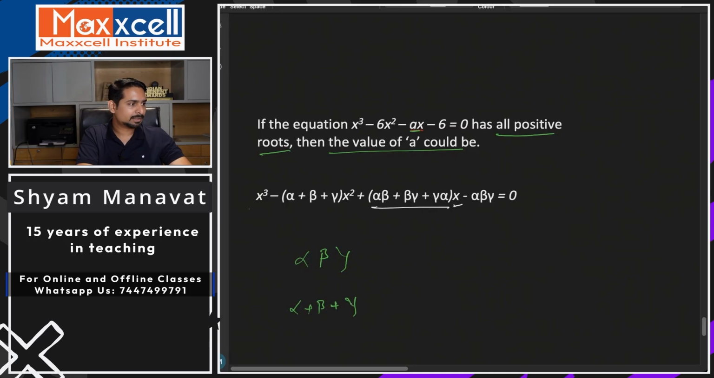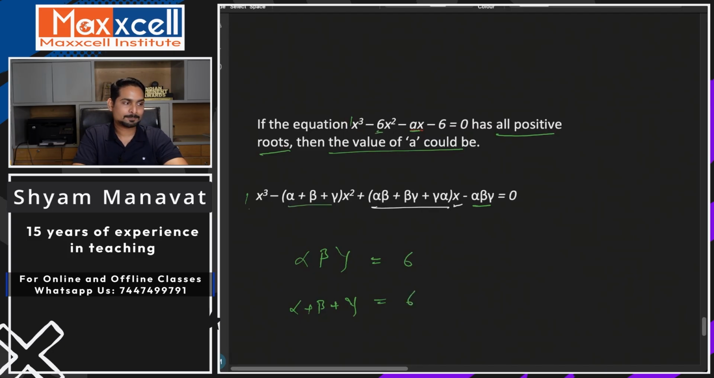Now when you compare, alpha beta gamma is the constant term, so minus alpha beta gamma is equal to minus 6. So alpha beta gamma should be equal to 6. There is no a here, and the coefficient of x cube is 1, so I can directly compare. I am skipping steps. Now alpha plus beta plus gamma, if you try with the method, you will get the x square term.